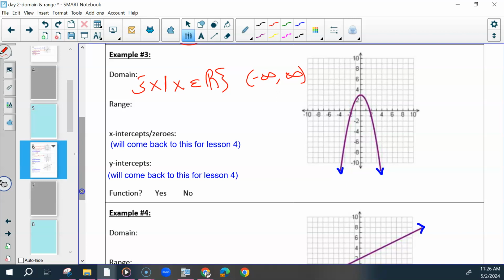Your range, if I'm looking lowest to highest, what's your lowest point here? Negative infinity. And highest: it does have a highest, but it doesn't have a lowest. So that would be everything below 3. So again, it starts off the same way, but we're going to use our inequalities. y is less than or equal to 3, and that's it. So anytime you have arrows, you're either going to be using all real numbers, or it's going to be greater than or less than some number. Questions about those?